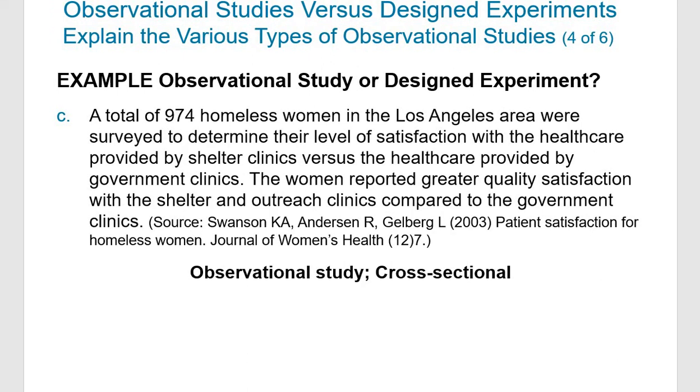A total of 974 homeless women in the Los Angeles area were surveyed to determine their level of satisfaction with the healthcare provided by shelter clinics versus the healthcare provided by the government clinics. The women reported greater quality satisfaction with the shelters and outreach clinics compared to the government clinics. This is an observational study, and it is a cross-sectional study because it is done over a short period of time or at a certain point in time.